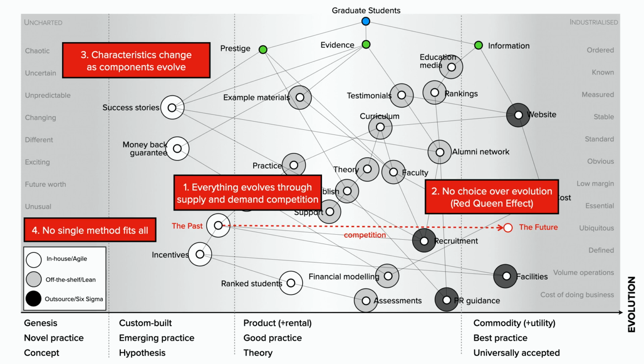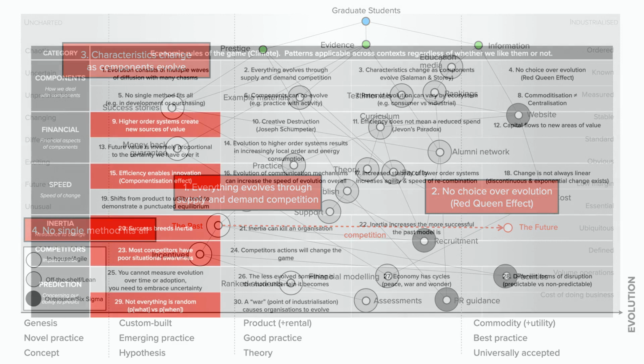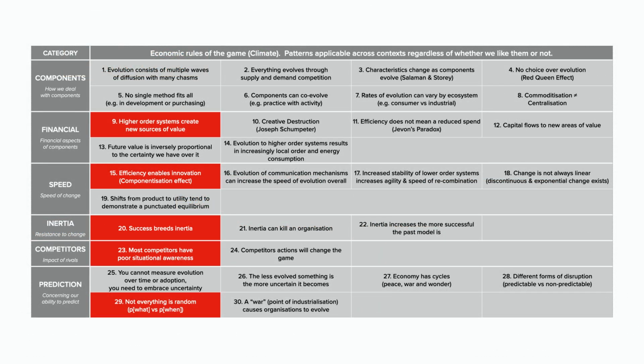In the previous video, we looked at 4 key climate patterns that showed how established economic rules of the game force components to change over time. In this video, we'll take a look at another 5 climate patterns that will touch issues of speed, finances, inertia, competitors, and what we can and can't predict about the future.